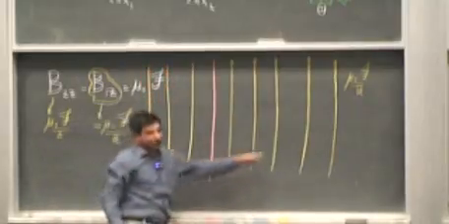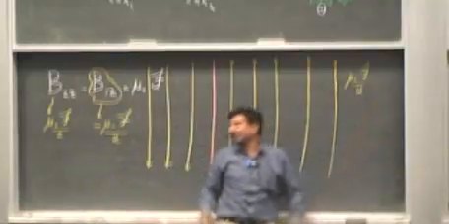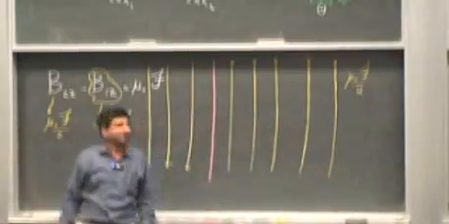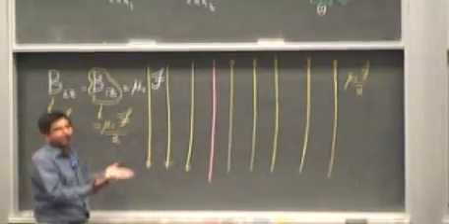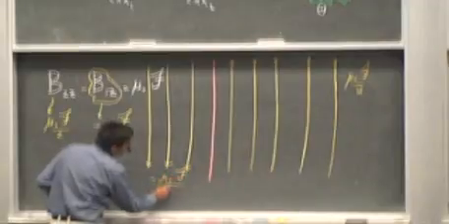And since I've drawn equally spaced lines, it means that the magnetic field is the same in this region of space, and it's the same in this region of space, and the magnetic field, however, is in the other direction. So this is minus mu naught J over 2.